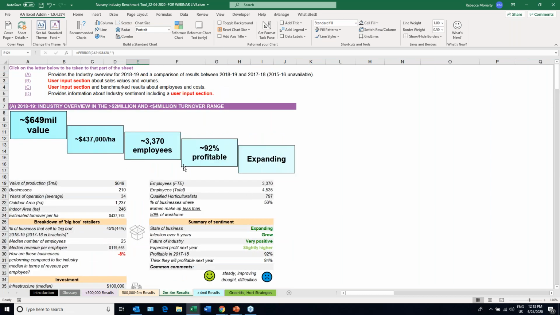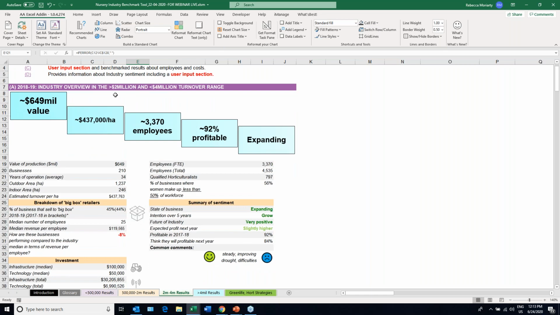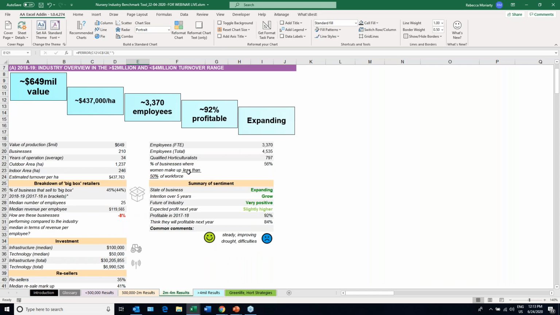At the top here, we have the industry overview for businesses that sell between $2 million and $4 million per year. We can see straight away that they're contributing about $650 million last year to the industry. That equates to about $437,000 per hectare. There's over 3,300 employees, and over 90% of the businesses within this turnover range are profitable, and most of them are looking to expand. There are a few other interesting facts and figures here that JP will talk through a little bit later.